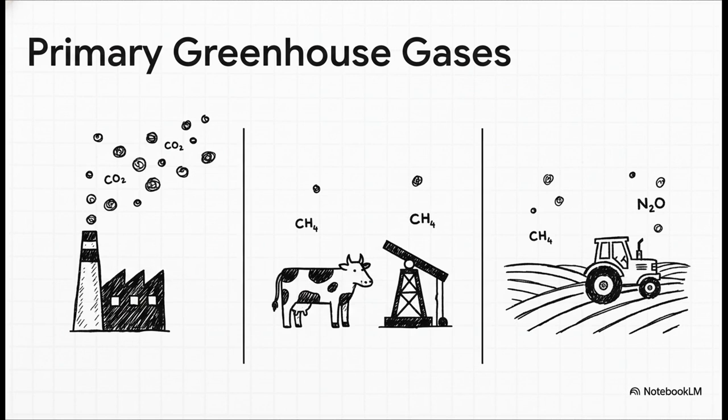So let's meet the main players. First, you've got carbon dioxide, CO2. It's the most famous one, mostly from burning fossil fuels. Then there's methane, CH4, which is the main ingredient in natural gas. And finally, nitrous oxide, N2O, which often comes from things like agriculture. And here's the key. Each one traps heat in its own unique way.